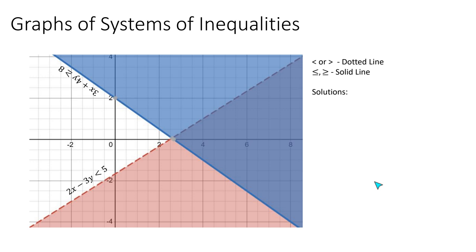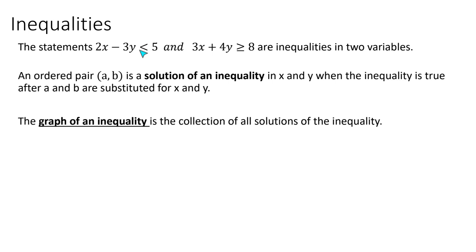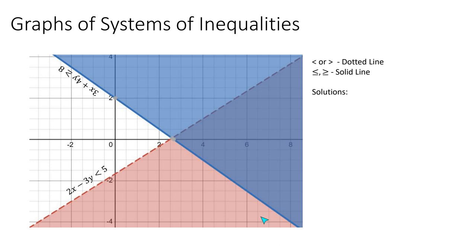Whenever we graph lines, if I go back to the previous slide, if you have a less than sign or a greater than sign, when you graph the line, it's going to be a dotted line. As you can see here on this graph, it's a dotted line. If you have a less than or equal to or a greater than or equal to sign, then when you graph the line, it's going to be a solid line. Those are some decisions that you will have to make once you're ready to graph.